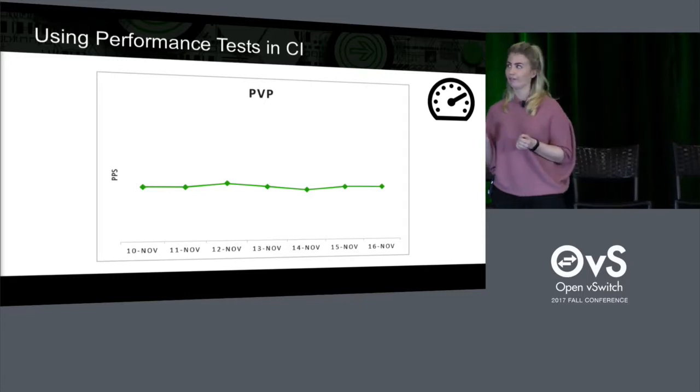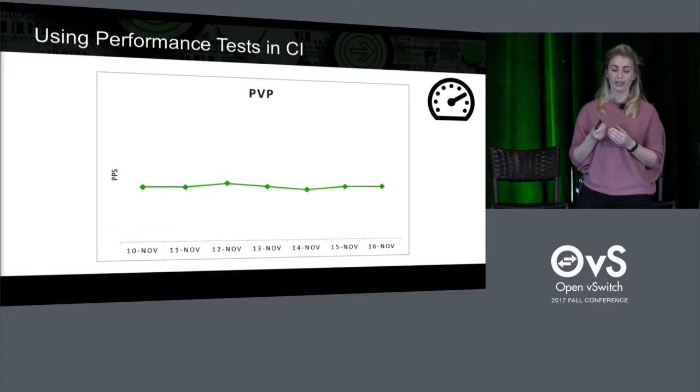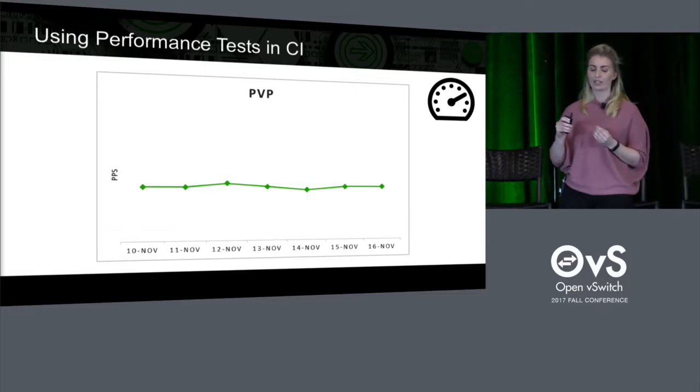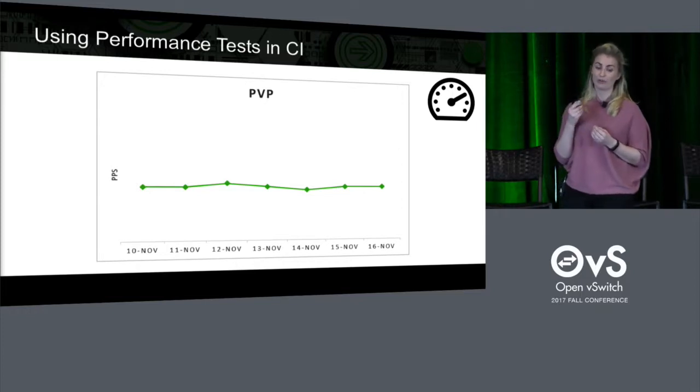And one way that we have used the performance tests in our lab is to run them nightly on the head of OVS master. This is fake data, by the way. So we run them nightly on the head of the OVS master branch.